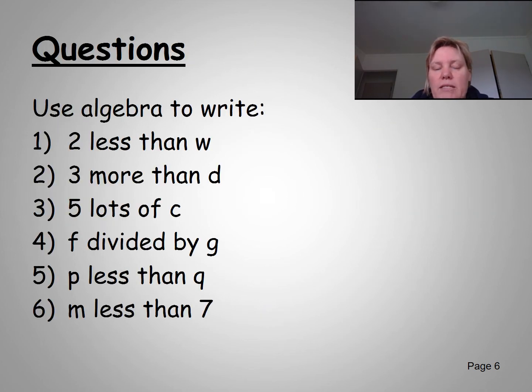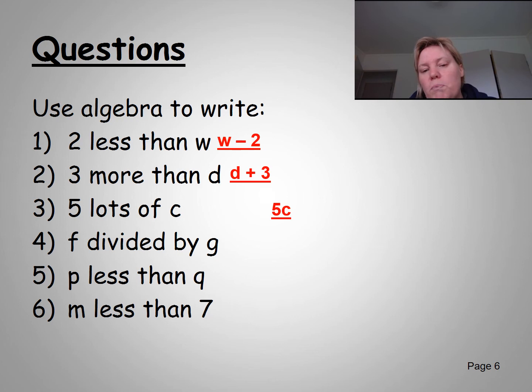So let's have a look at some examples here. We're going to use algebra. 2 less than W. We've got W first and then we take 2 off. Brilliant. 3 more than D, so we've got the D first and then we add 3 more to it. 5 lots of C, so that's another way of writing multiply. That's going to become 5C.